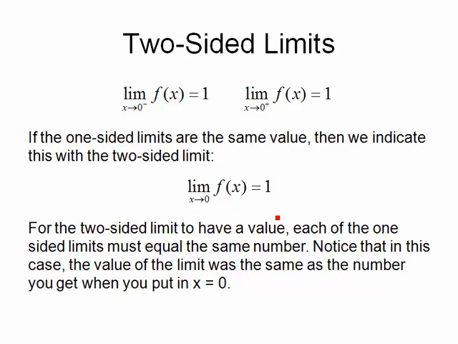For the two-sided limit to have a value, each one of the one-sided limits must equal the same number. Notice that in this case, the value of the limit was the same as the number that you get when you put in x equals 0. This isn't always the case.